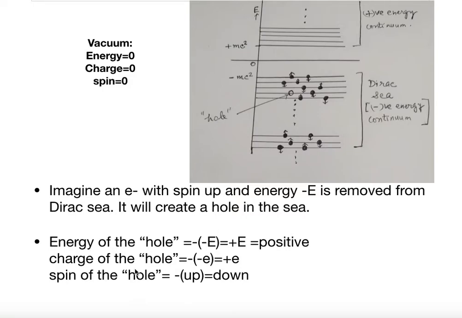And what is the spin? Since again the spin was 0 for the vacuum, the spin of the hole has to be the negative of the spin of the electron. So if initially I assume that the electron was spin up, then the hole has spin down. If the electron had spin down, then the hole should have spin up.